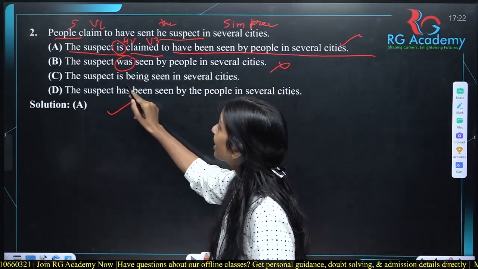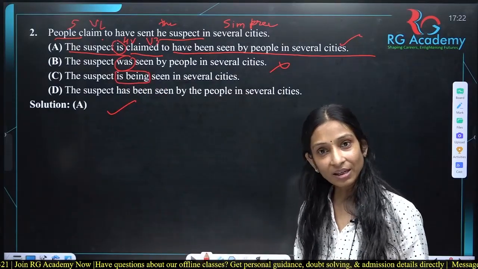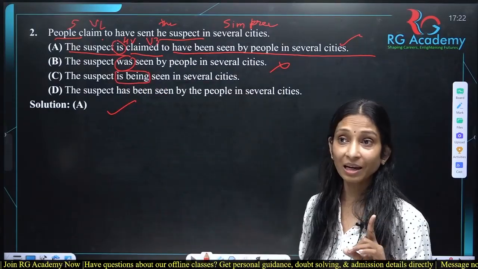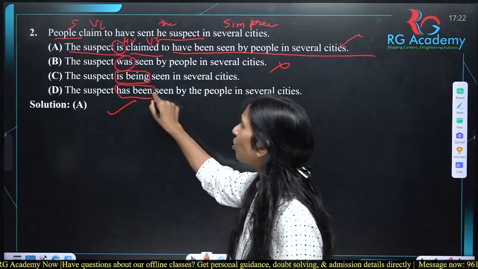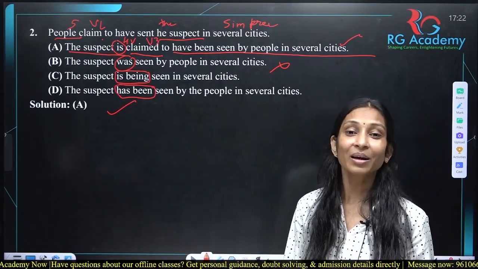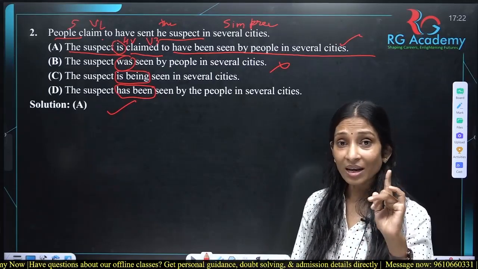Now the suspect is being. Now two helping verbs have been added here. So incorrect, right? I told you only one helping verb will be increased. Now here the suspect has been. So here also two helping verbs have been put, right? So our basic rule says that only one helping verb will increase.